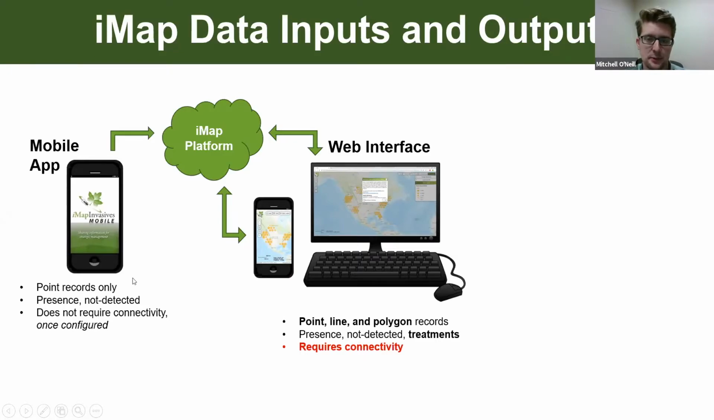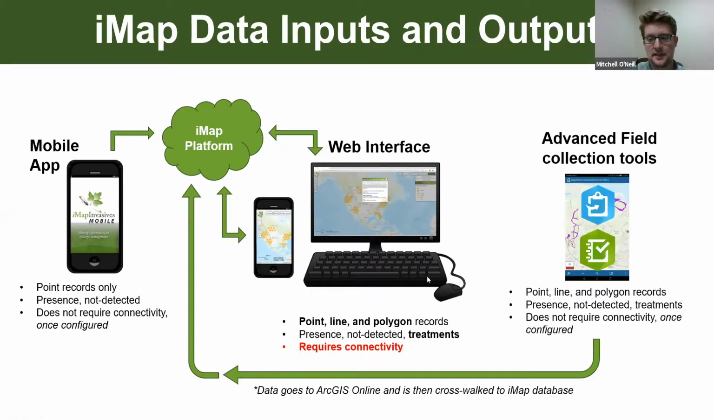It's a really simple tool for collecting presence and not detected records as points, and you can use that out in the field with no connectivity. But that's a very simplified version. It doesn't have all of these capabilities that some people need. So we've also created some advanced field data collection tools. These allow you to do advanced data types like lines and polygons and do treatment records, all without connectivity. An example is Sas Pro, which I'll talk about soon.